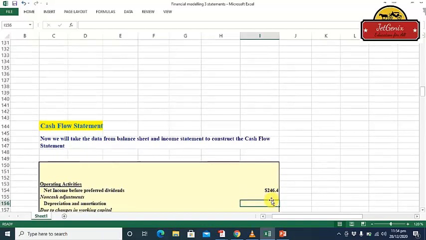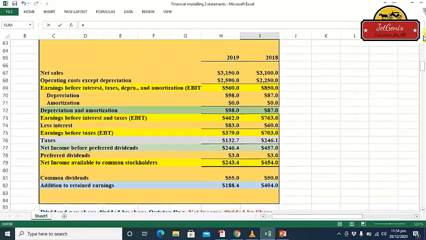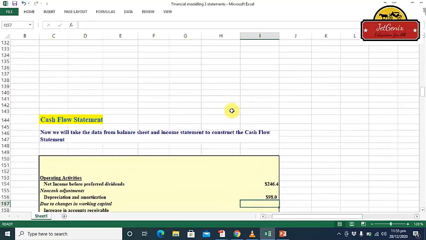After this we are going to report the depreciation and amortization. So again press equal and scroll up to the income statement, and we will find depreciation and amortization here. This is the depreciation and amortization, and now we are going to press enter. So these are the two things we have entered so far.